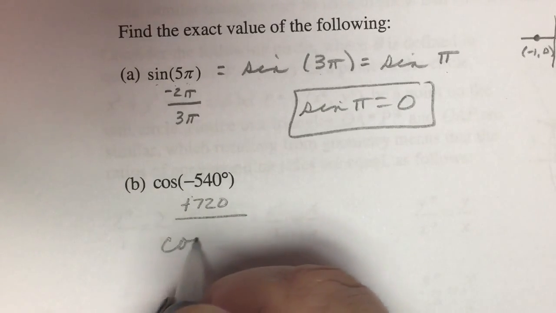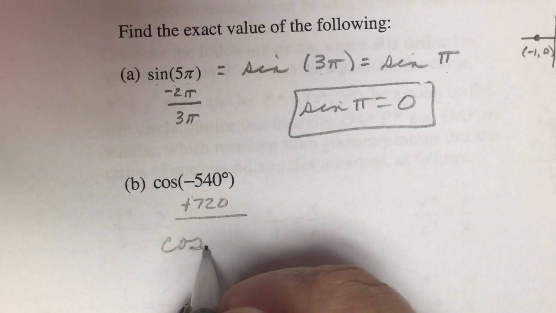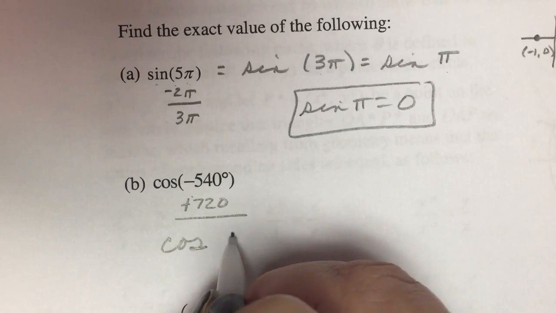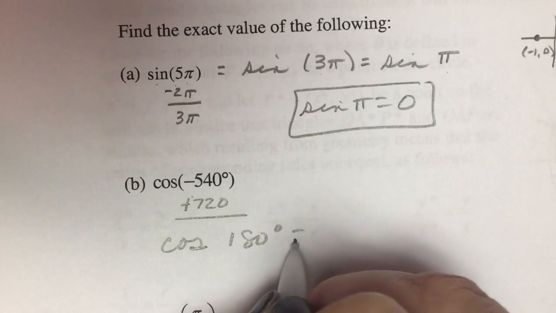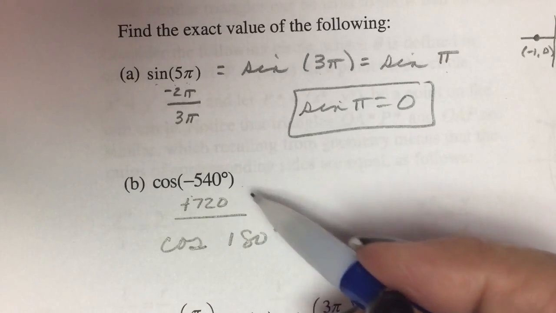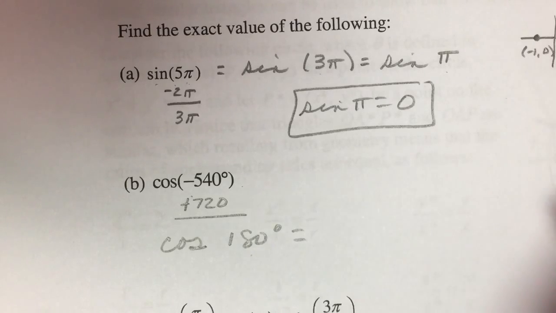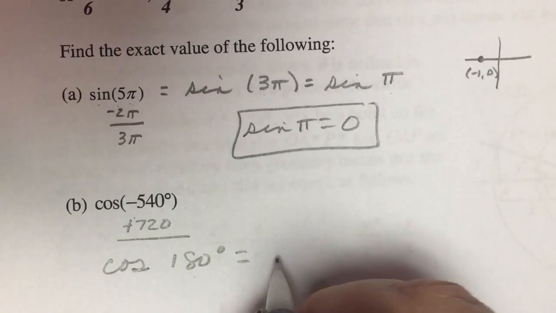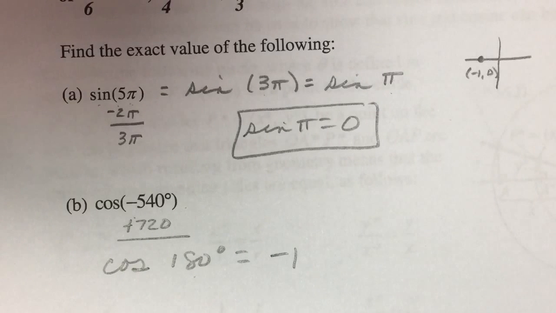If I do that, this becomes the cosine of, and -540 plus 720 is 180 degrees. So the cosine of -540 is the same thing as the cosine of 180. I already have my picture up here. The cosine of 180 is -1.